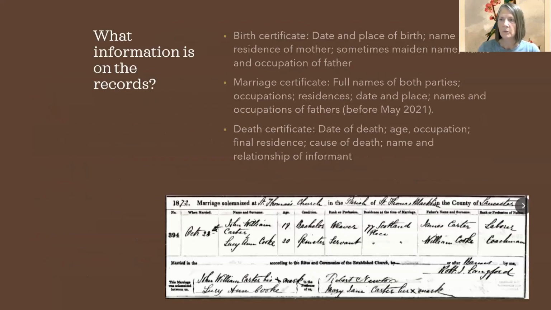So what information will you find? On the birth certificate is the date, the place of birth, the name and residence of the mother, sometimes the maiden name, not always.